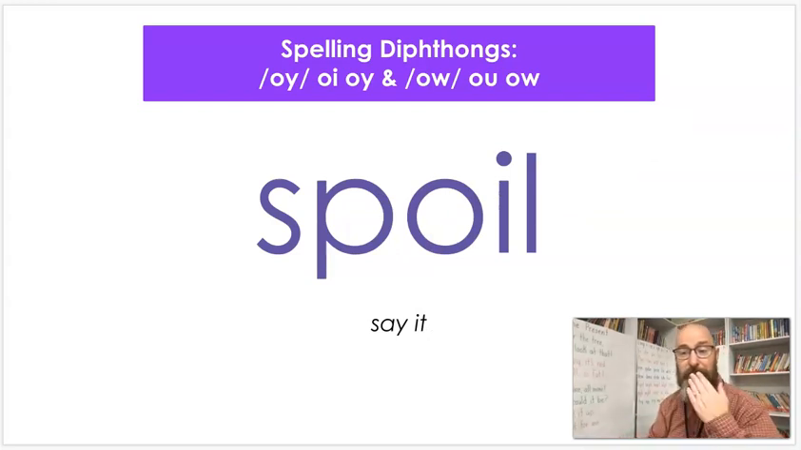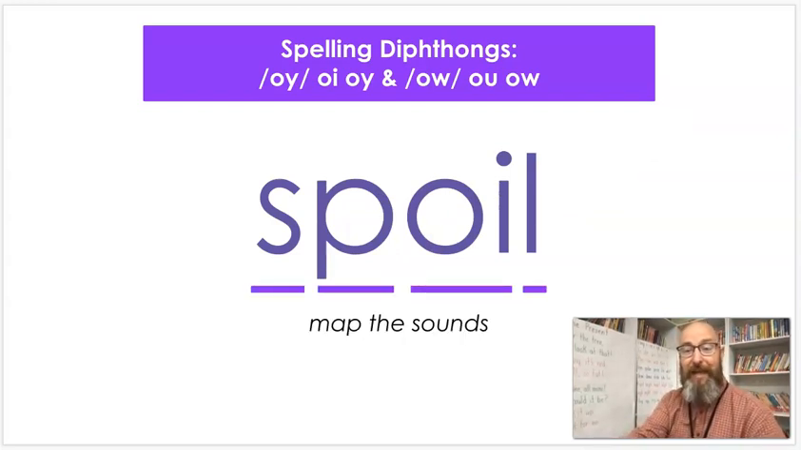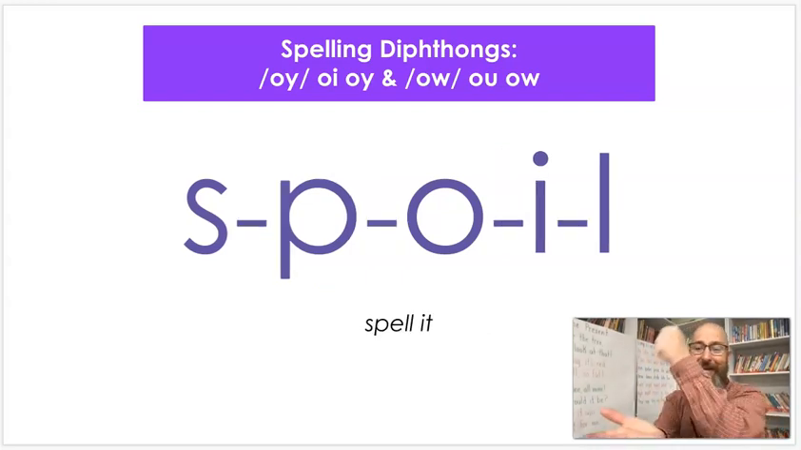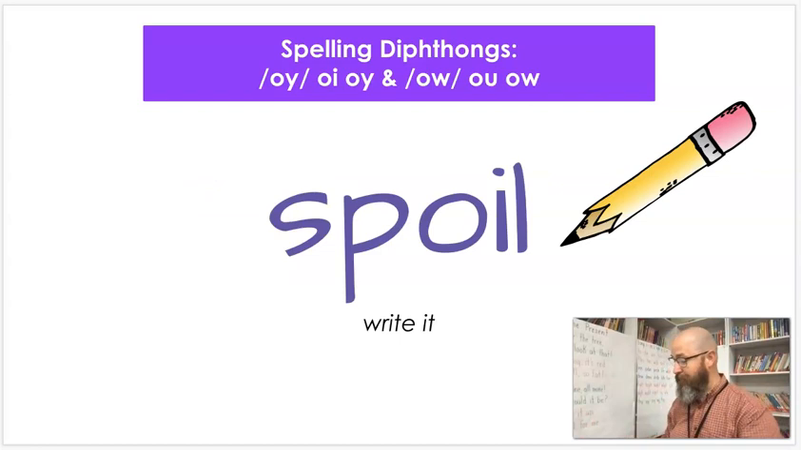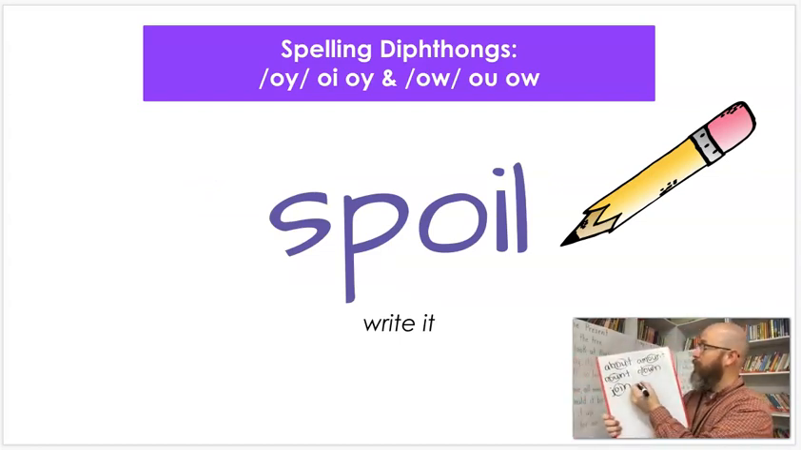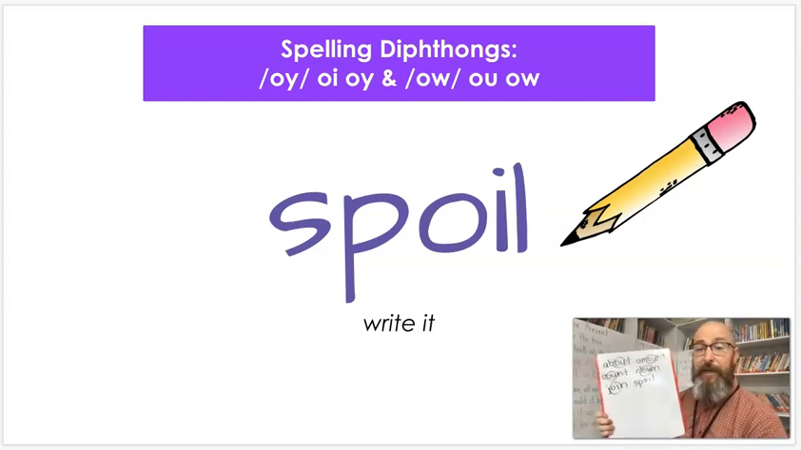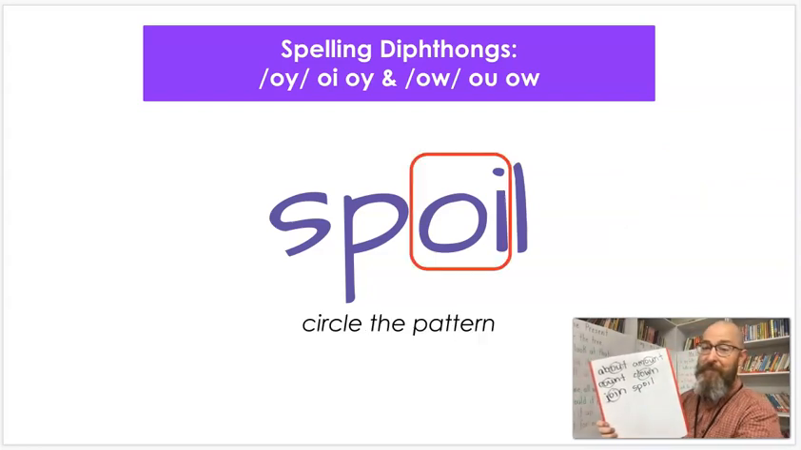Next, say spoil. Map the sounds. S-p-oi-l. Spoil. Spell it. S-P-O-I-L. Spoil. Write it. S-P-O-I-L. And if I hear the word spoil, I hear an oi in there again. What makes that sound? What letters make that sound? O-I again. Circle that.